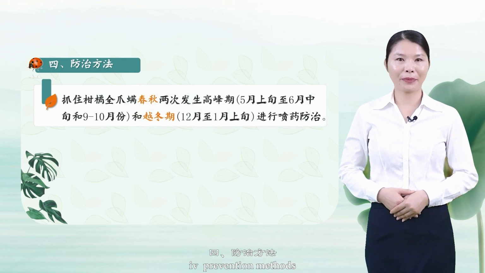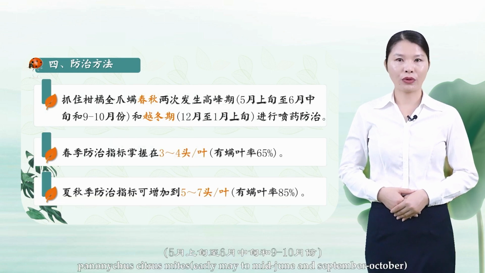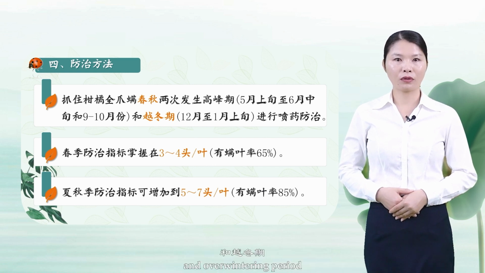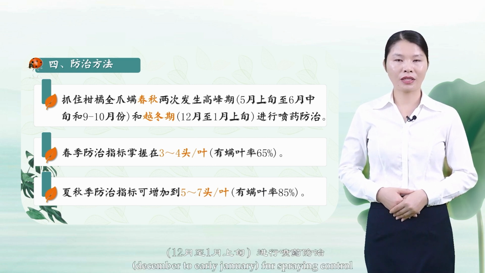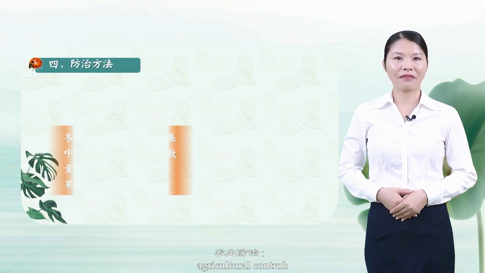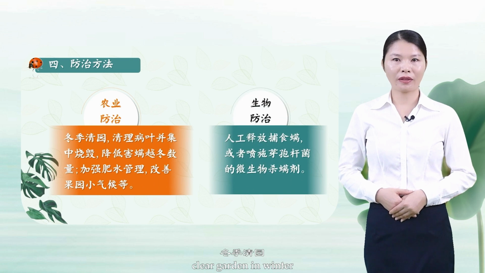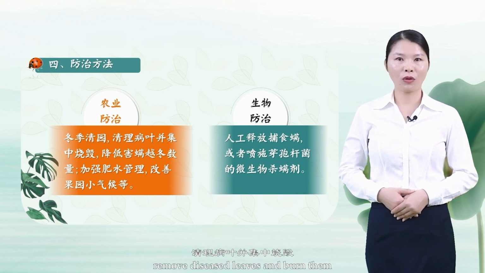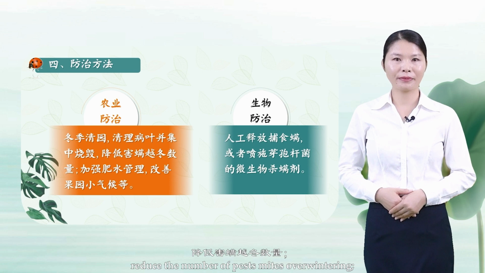4. Prevention methods. Catch the 2 peak periods of spring and autumn occurrence of Panonychus citri, early May to mid-June and September to October, and the overwintering period, December to early January, for spraying control. Agricultural control: clear the garden in winter, remove diseased leaves and burn them, to reduce the number of overwintering pest mites.